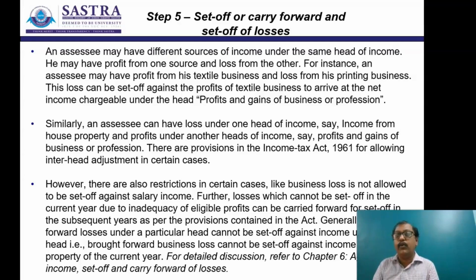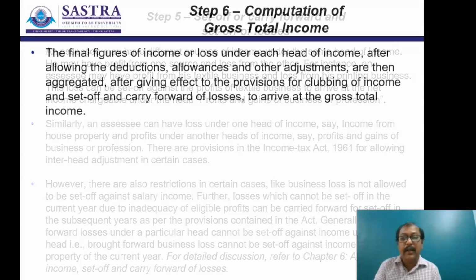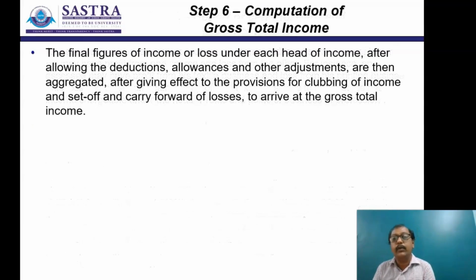See, for example, if I have got a house property, as I told you in the beginning, for construction I would have taken a loan, and the repayment of the loan and the interest payment is going to be an expenditure or loss for me. Such losses can be offset by the other income that I've got. So that kind of setting off of the losses can be taken up as the next step, step number 5. And step number 6 is going to be the computation of total income.